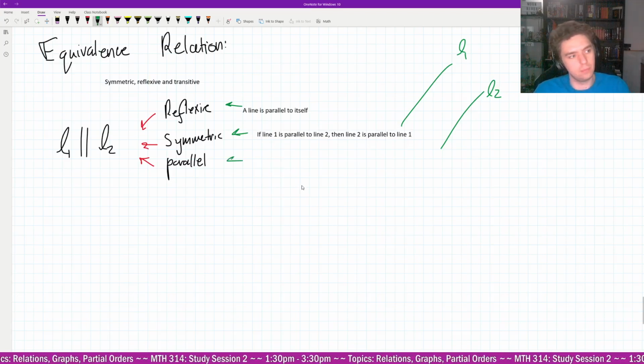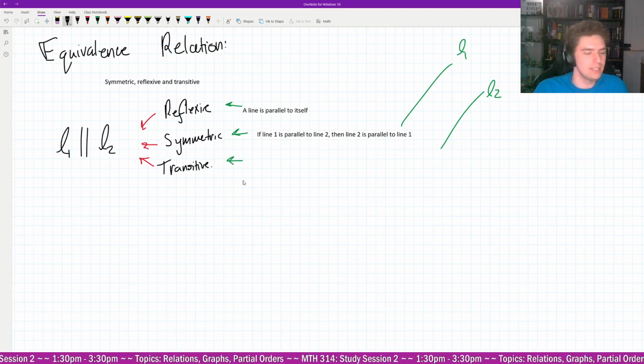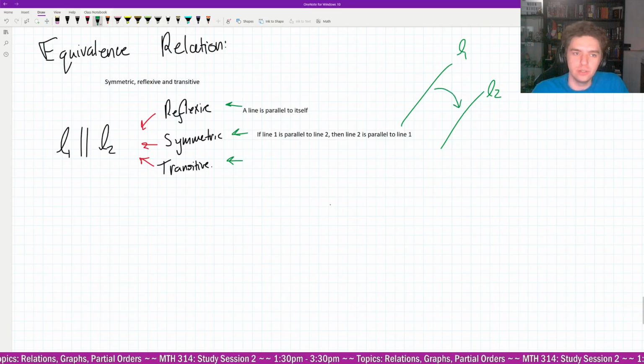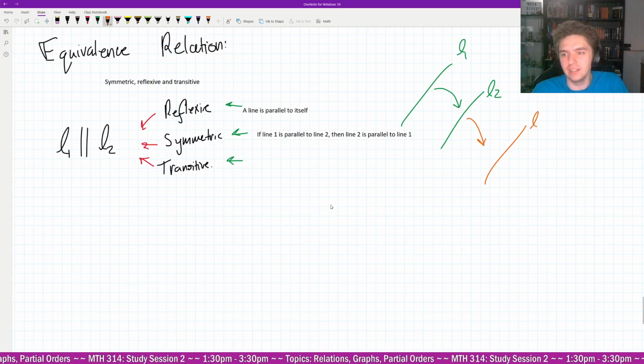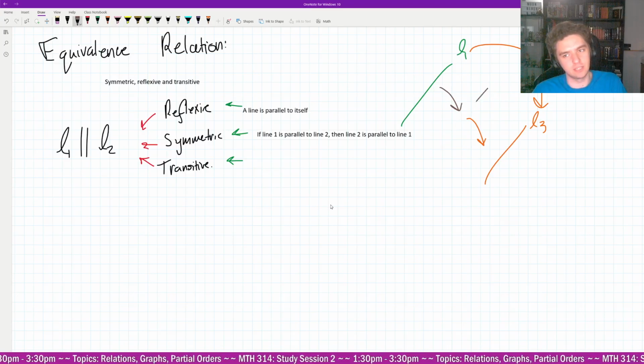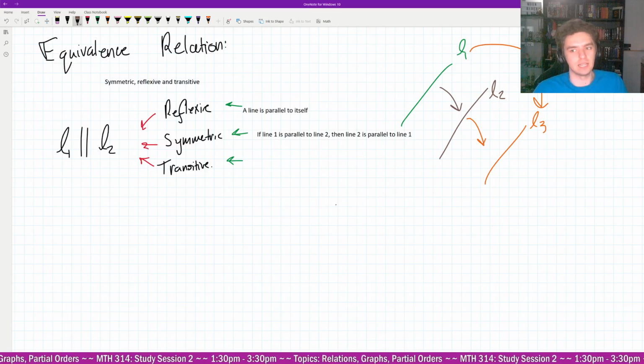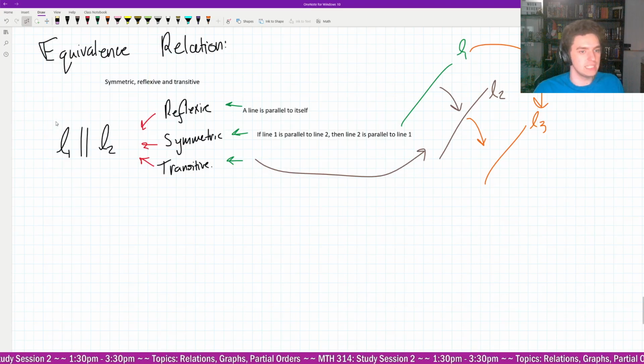And then for transitive, I meant transitive. If line 1 is parallel to line 2, and line 2 is parallel to line 3, then line 1 is parallel to line 3, right? Visually it's very clear. I'll draw different colors here. Of course line 1 is parallel to line 3. They must all have the same slope. I'll just use that as my explanation for that one. So this is an equivalence relation, just a special kind of relation that we have.